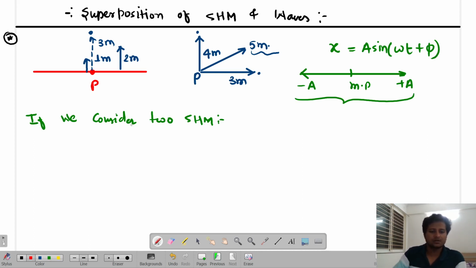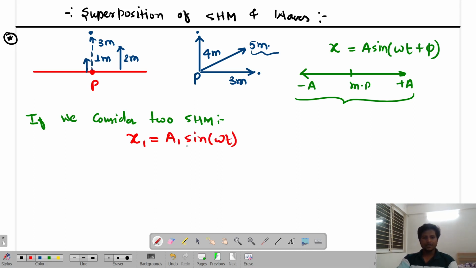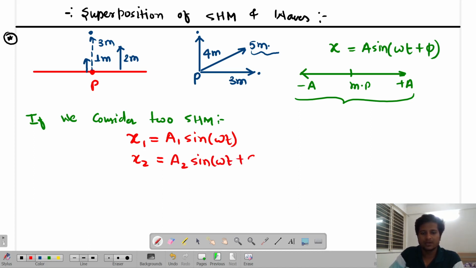So basically, I'll write that. Let's suppose the first particle is moving in such a way that its initial phase constant is 0. So x1 will be, amplitude will be different, a1 sin omega t. Another SHM, which is over here, is a2 sin(omega t plus delta). Means one of the waves is starting from the midpoint, another particle is starting somewhere over here, and I'm trying to superimpose these two SHMs. Are you able to get me or not?